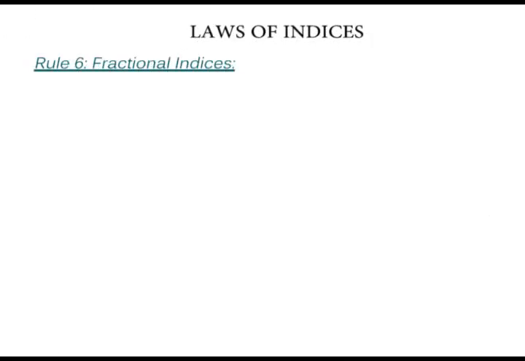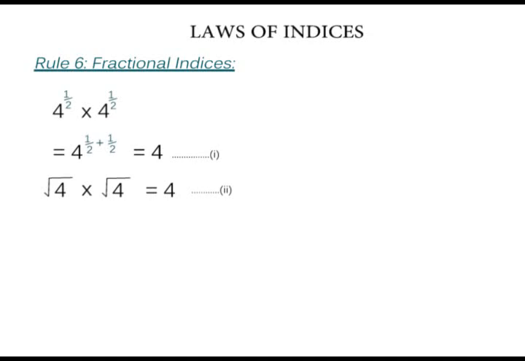Rule number 6. Fractional indices. Consider 4 raised to power half times 4 raised to power half. This is equal to 4 raised to power half plus a half, giving us 4. Also, root 4 times root 4 is equal to 4. Considering equations 1 and 2, it follows that 4 raised to power half is equal to root 4. 3 raised to power half is equal to root 3.